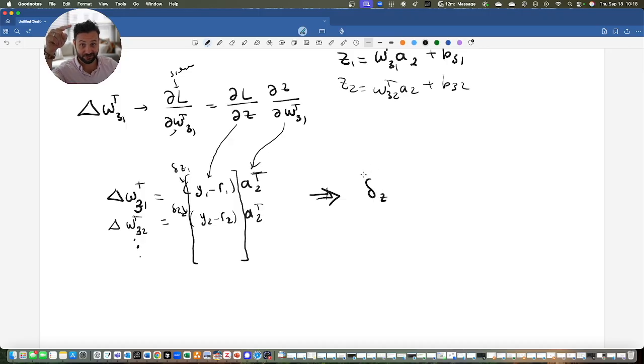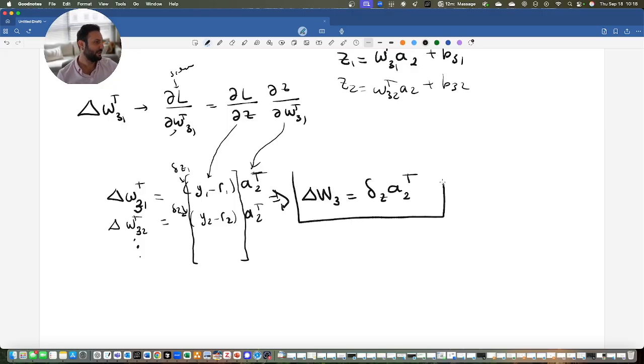So remember, that's a vector. That's a column vector as big as z, as big as the output of W3, and it's multiplied with A2 transpose. So that's, let me delete here, and that gives me delta W3. And here, please notice, what shape am I getting? That's my delta Z, as big as Z.